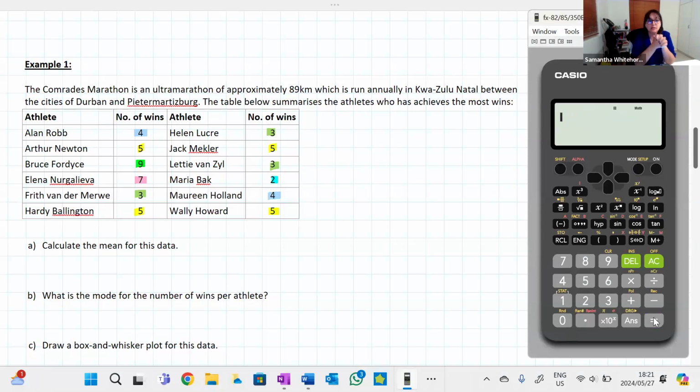You've got your calculator in front of you. If you don't, I suggest you grab it, because I'm going to talk you through how to find mean and standard deviation in this lesson. And then next week, we're going to talk about how to find the least squares regression line equation.